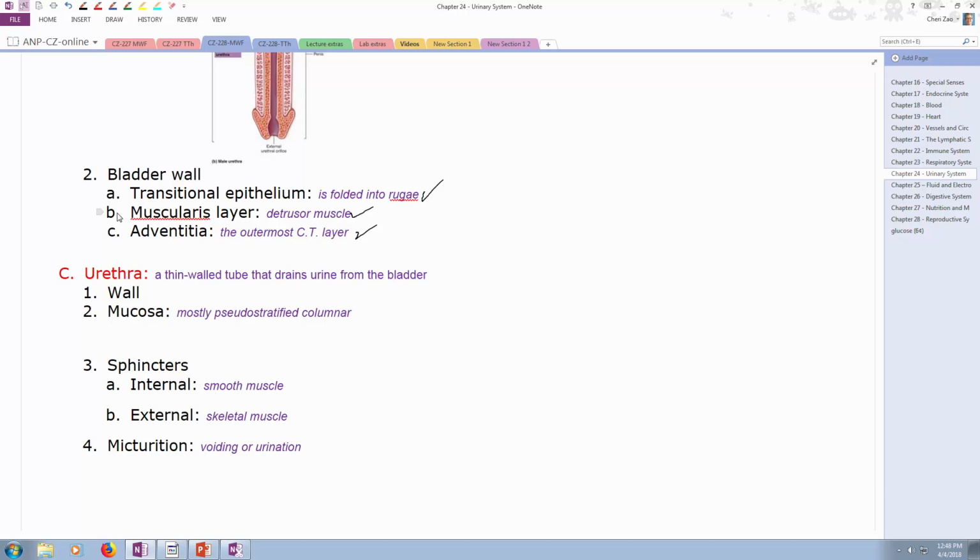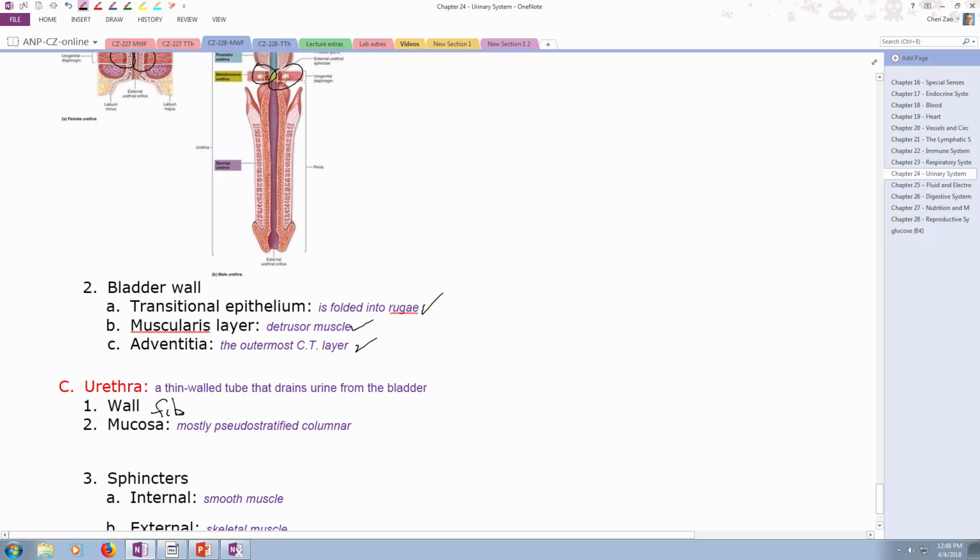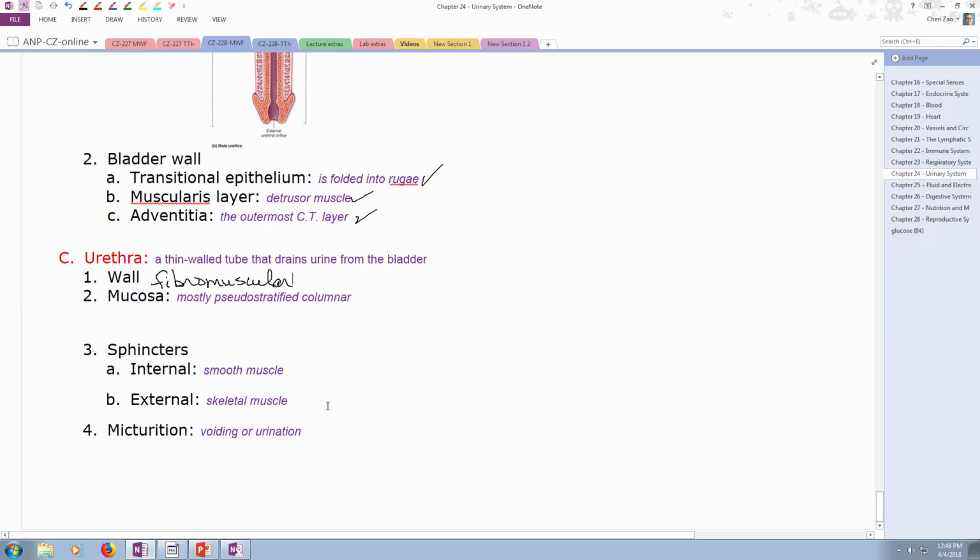The wall, that is, fibromuscular. So we still have smooth muscle in the wall for peristalsis. Mucosa, mostly pseudostratified columnar, and I have to tell you that that is more for male, which is really interesting because it is transitional near the bladder and stratified squamous near the opening. And I'm referring to the external opening.